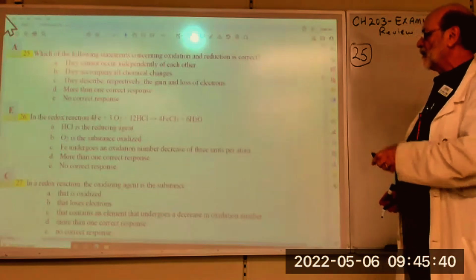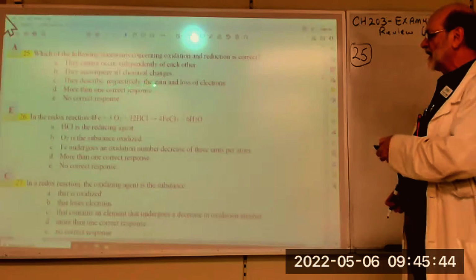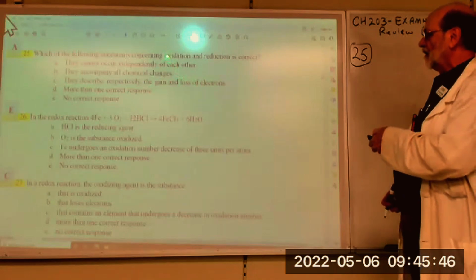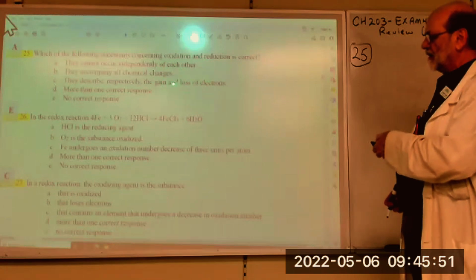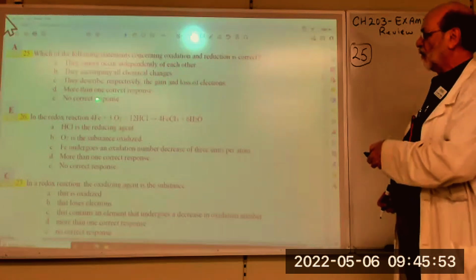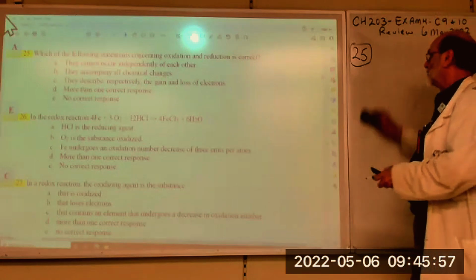separate. They accompany all chemical reactions. That's false. They describe respectively gain and loss. Oxidation is loss, not gain. So that's reversed. And not more than one. Okay. So we found our answer. It's A.